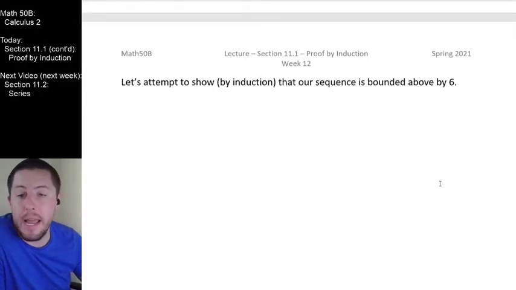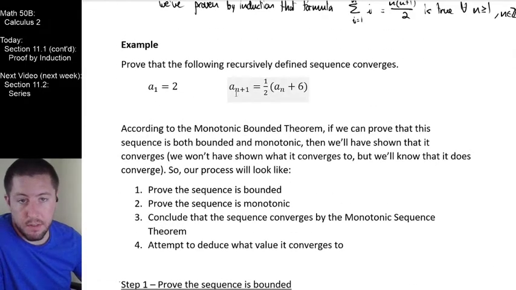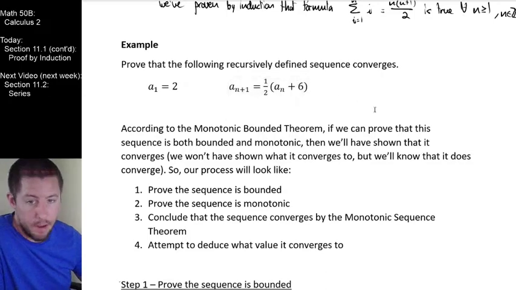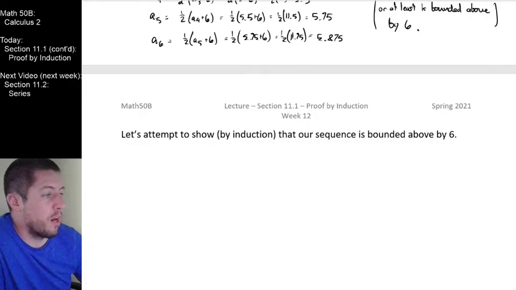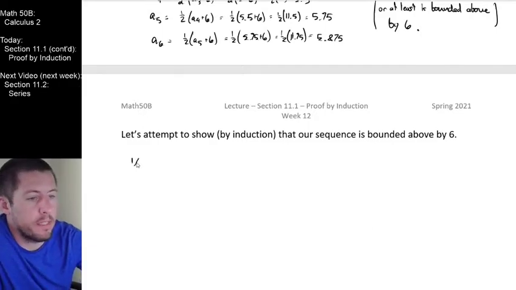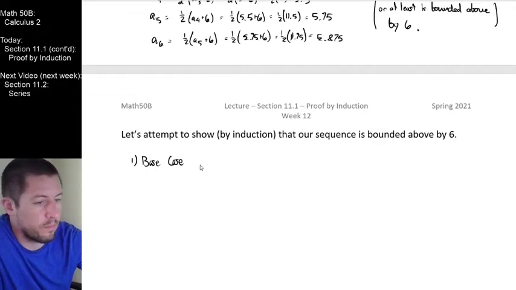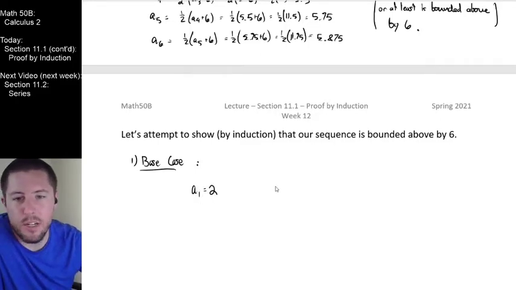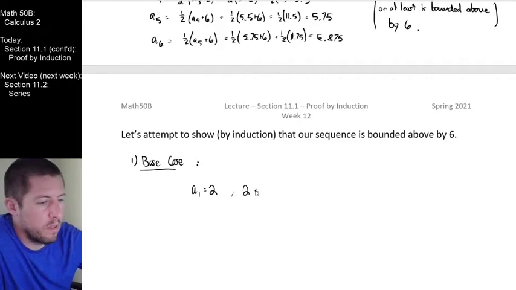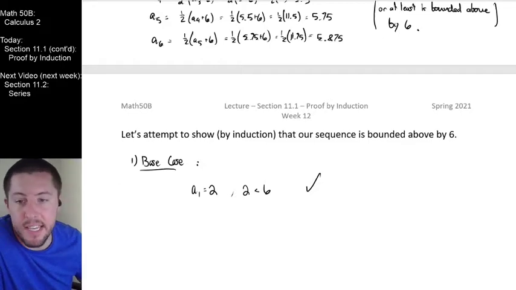So I want to prove by induction that this recursively defined sequence is bounded above by 6. So we're going to do our two-step process. 1, the base case. Well, the base case is pretty easy. A1 is 2. 2 is less than 6. Done. Base case, trivially easy right there.